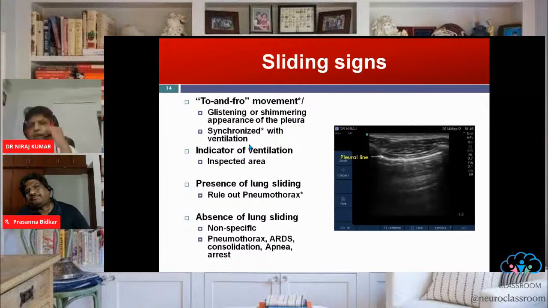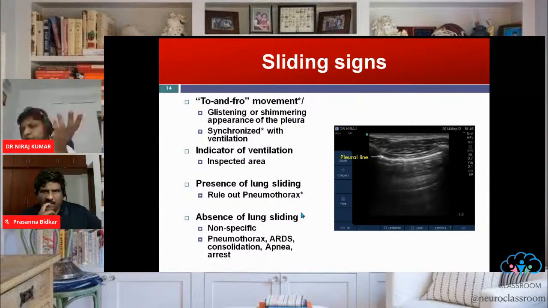And suppose you are getting this sliding sign, that rules out pneumothorax. We will discuss pneumothorax later, but if you are getting a positive sliding sign, that rules out pneumothorax. And if you are not getting this sliding sign, that means the sliding sign is absent, and it is non-specific, meaning sliding sign absent is present in many kinds of pathology. It is seen in pneumothorax, in ARDS, consolidation, even in apnea. If there is no ventilation, then also you may see the sliding sign absent.